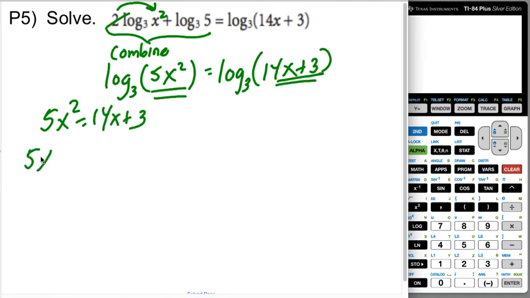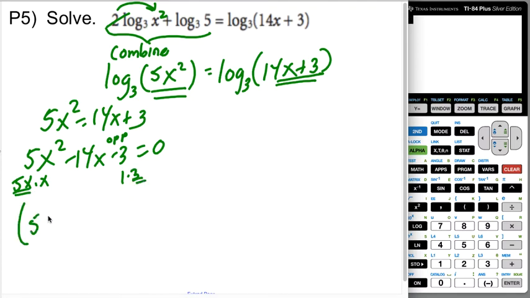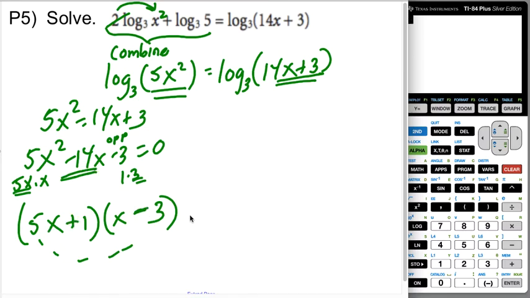Again, I really like to keep my x squared positive, so I'm going to subtract the 14x and the 3 over. I know that this is a 5x and an x, and I know the only ways to get a 3 are a 1 and a 3, but that I need opposite signs. I'm pretty sure I want a 15 and a 1. It seems really likely that I want the 5 to be multiplied by the 3. I want a negative 14, so the 15 needs to come out negative and the 1 needs to come out positive. So what that means is that either x is negative 1/5 or x is 3.